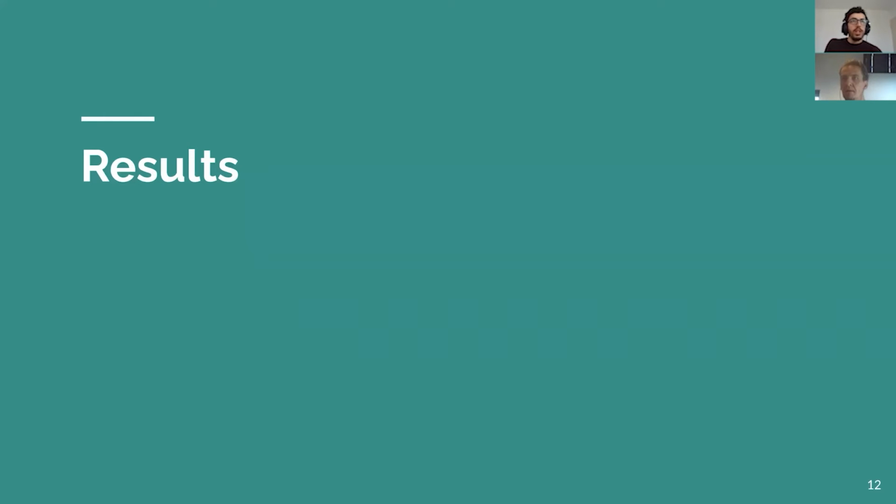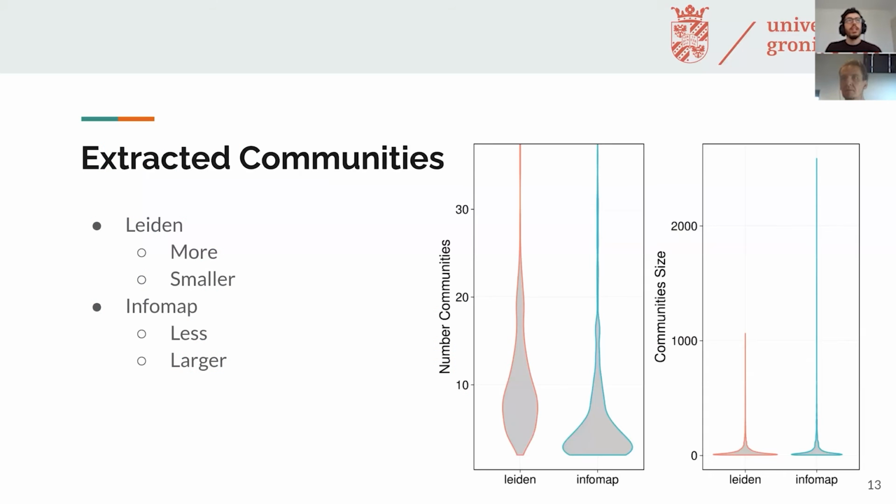So here we can have a look at our results. First of all, we can see that the number of communities that have been extracted varies between the two algorithms. In particular, Leiden extracts more communities that have smaller size, while Infomap extracts fewer communities, therefore they're larger.